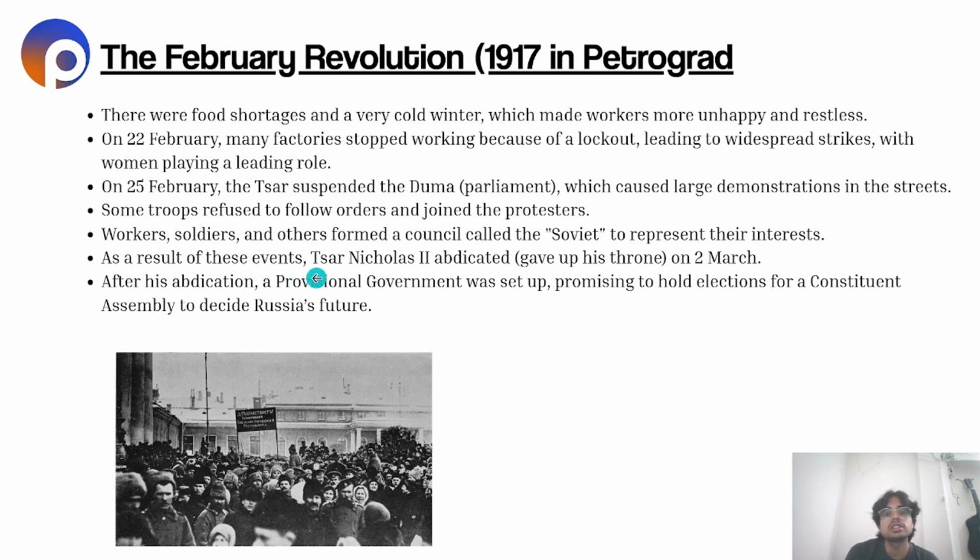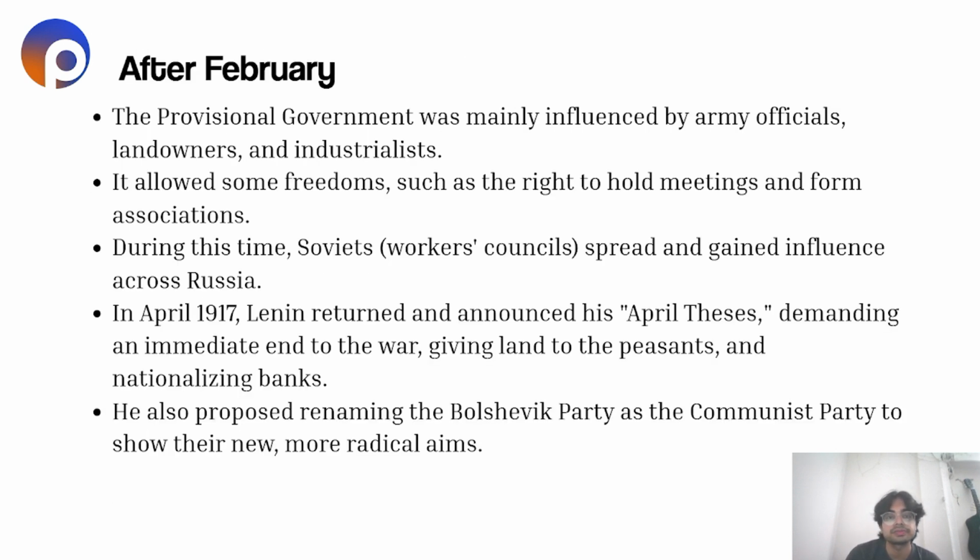As a result of these events, Tsar Nicholas II abdicated, gave up his throne, on 2nd March. After his abdication, a provisional government was set up, promising to hold elections for a constituent assembly to decide Russia's future. What happened was the Tsar abdicated. He gave up his throne on 2nd March. After this abdication, a provisional government was formed. Lenin was leading the Bolshevik party. It was set up promising to hold elections for a constituent assembly to decide Russia's future.